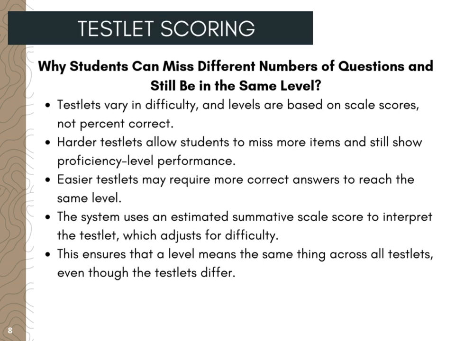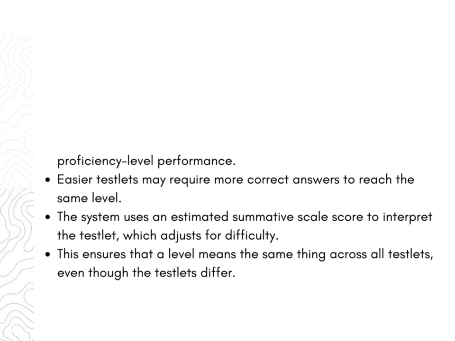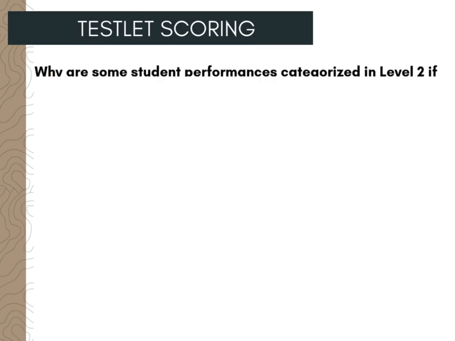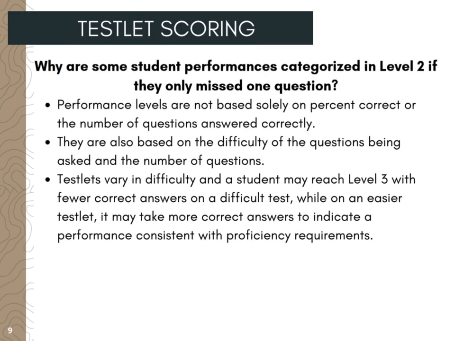Because levels are tied to statewide proficiency scale, the system adjusts for difficulty to ensure fairness and consistency across all testlets. Educators also sometimes notice that students may miss just one item and shift from a level 3 to a level 2. This happens because levels are based on how the evidence aligns to proficiency, not the number of correct responses.